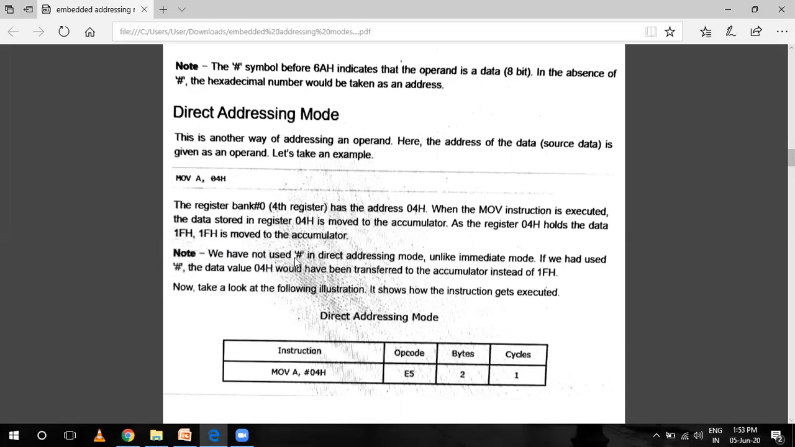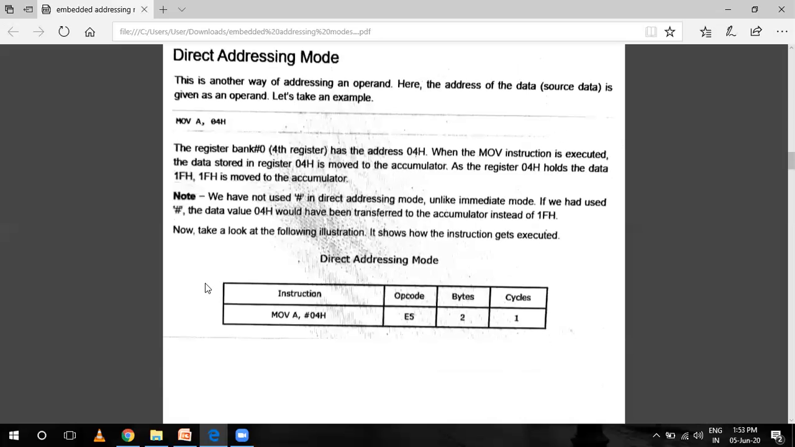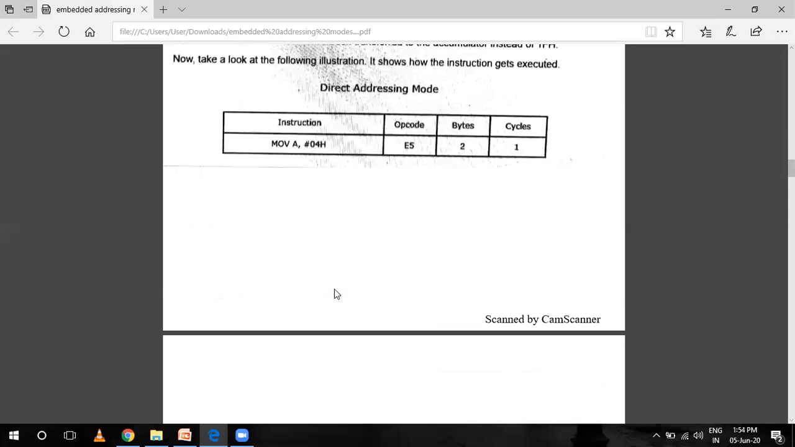So we have not used hash in the direct addressing mode, unlike the immediate mode. If we had used hash, the data value of 04 would have been transferred to the accumulator instead of 1Fh. Now take a look at this example. This is the instruction MOV A, 04h. This has opcode E5, bytes 2 and cycle 1.